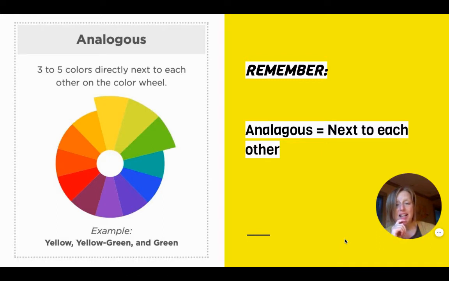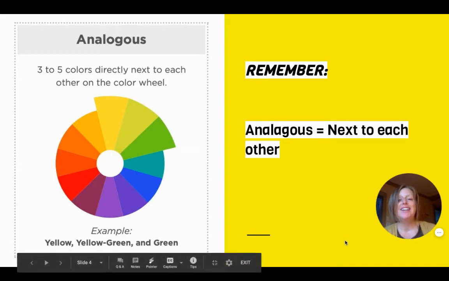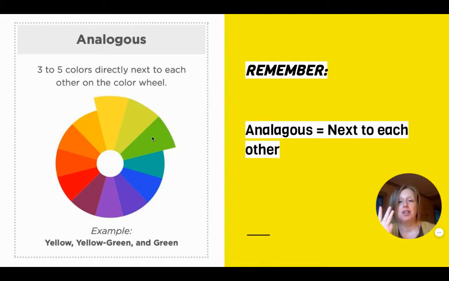Once you've written that down, here's the next note I want you to take. Analogous colors. So remember, analogous colors are next to each other on the color wheel. There's usually 3 of them together. So green, green-yellow, and yellow. They're right next to each other. You're not skipping over any. Another good example would be red-purple, purple, and blue-purple, or blue-green, blue, and blue-purple. Any 3 that are next to each other are analogous colors. So write this down. Analogous equals next to each other.